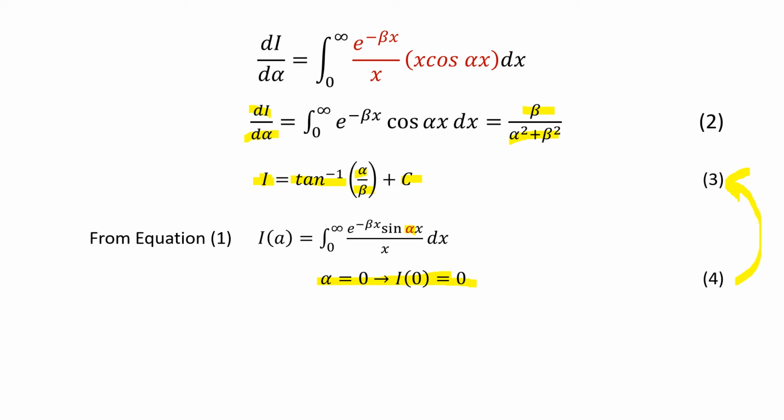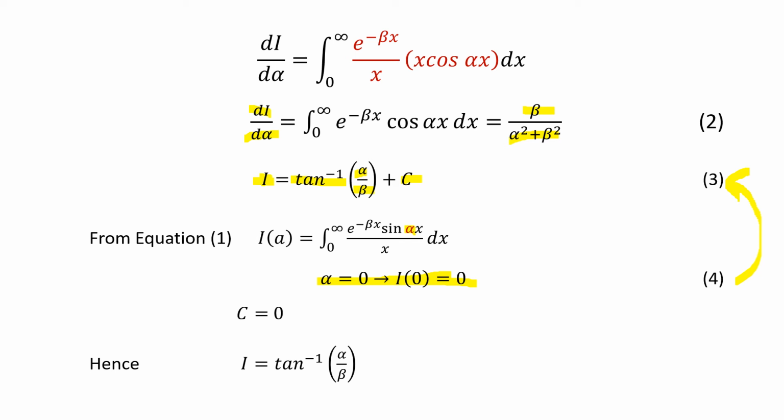So tan inverse 0 is 0. So you will get 0 equal to 0 plus C. So with this you will get C equal to 0. Now if C equal to 0, put it back in equation number 3. So you will get the integral value, that is I equal to tan inverse alpha by beta.